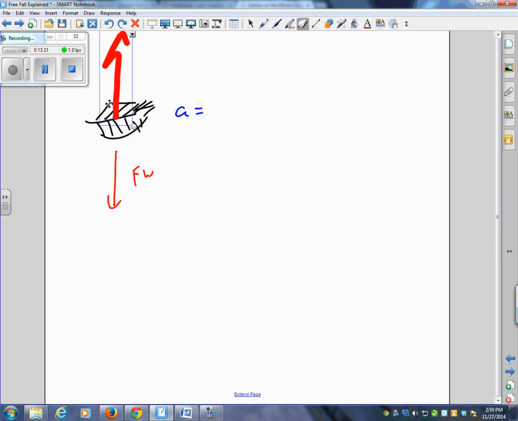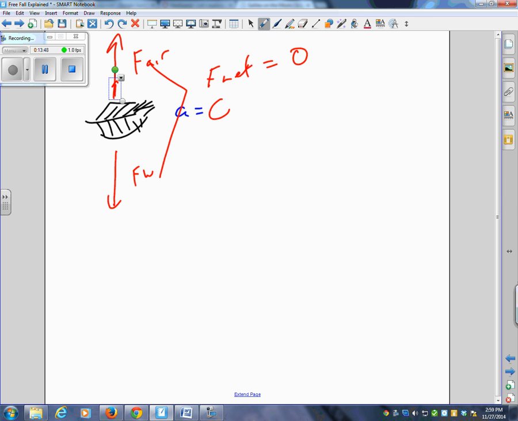And at that point, correct, Lucas. At that point right there, let's just redraw it. At that point right there, when the air resistance is equal to the weight force, then the net force is zero, which means the acceleration is zero, which means you have reached terminal velocity. Which means you fall at a constant rate. Do you float? No, you just continue to fall at a constant rate.